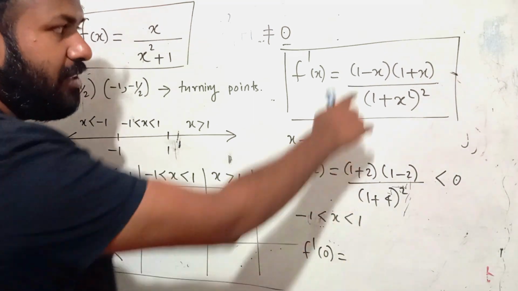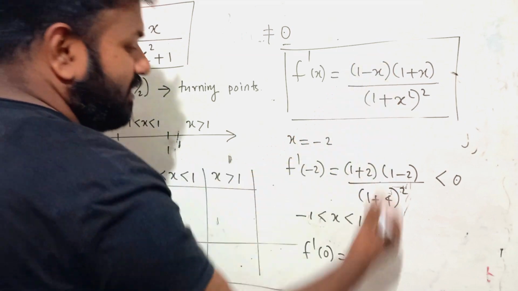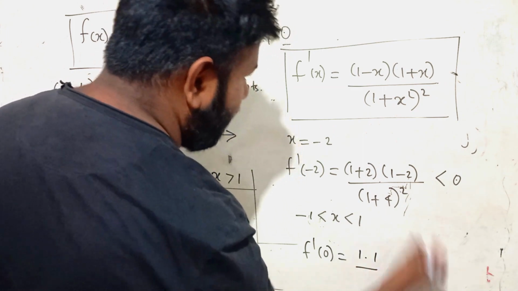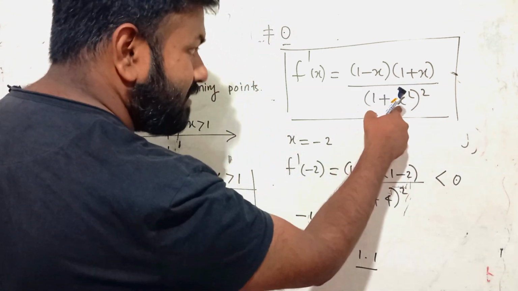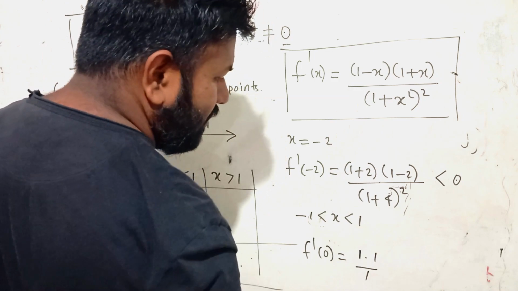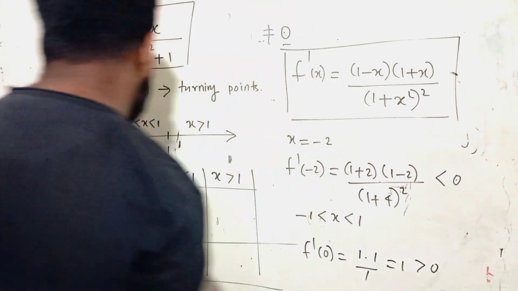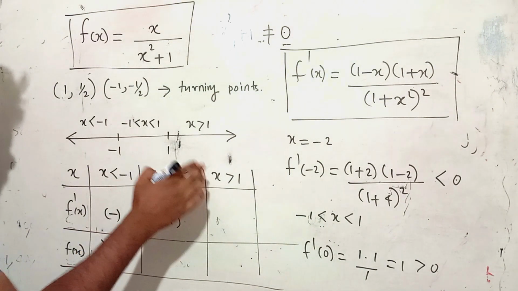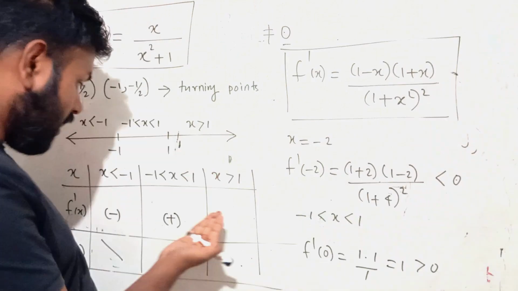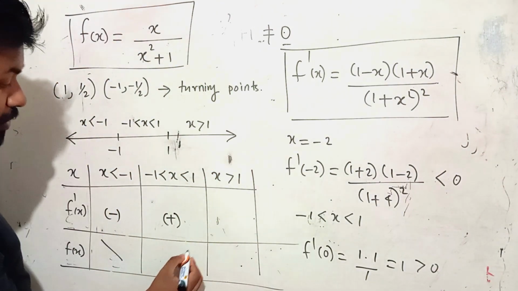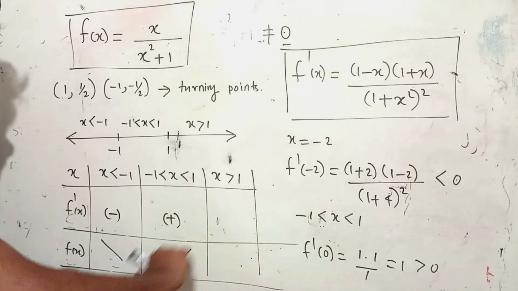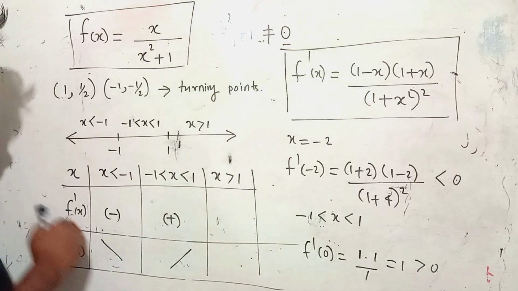So f dash 0. If you substitute 0 here, it is 1 minus 0, which is 1, and 1 plus 0, 1. Divided by, if you substitute 0 here, (1 plus 0) squared, which is 1. That is equal to 1, which is positive. Alright? Okay? So in this region, where x is in between minus 1 and 1, f x is going to increase with x. If it's increasing, you have to draw the line like this. If it's decreasing, you have to draw it like this.